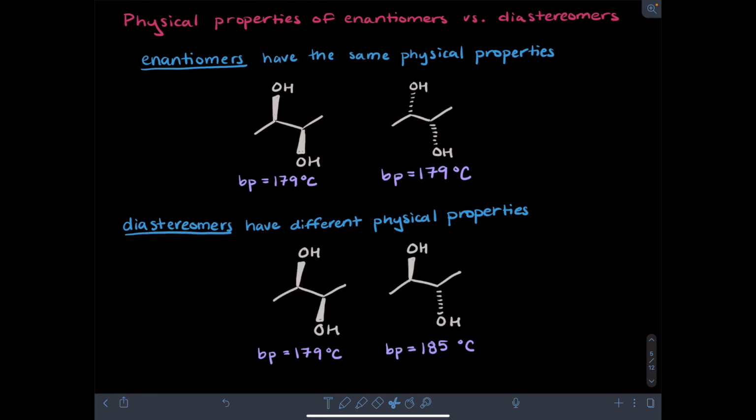Here's an example of a pair of diastereomers. These are not the same compound, and they're also not mirror images. And notice that their boiling points are different. It's not that their boiling points are the same, but one is positive and one is negative. They are just different numbers. This will always be the case for diastereomers.